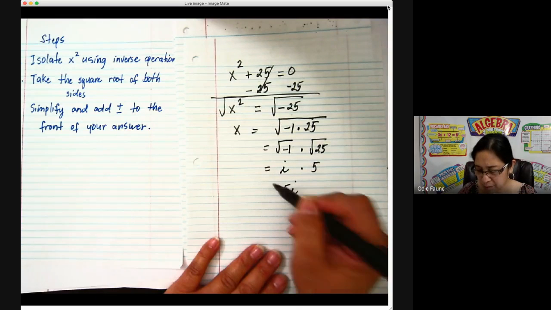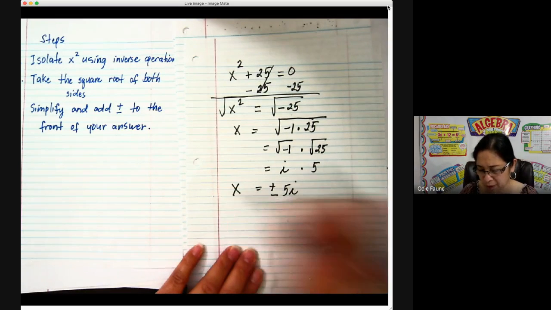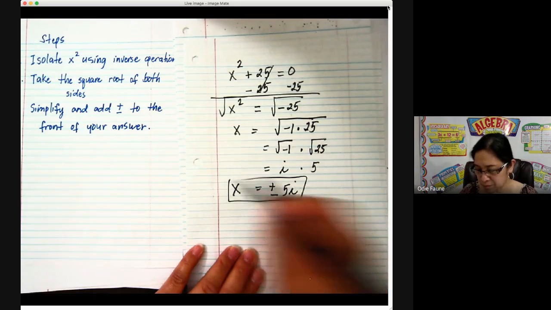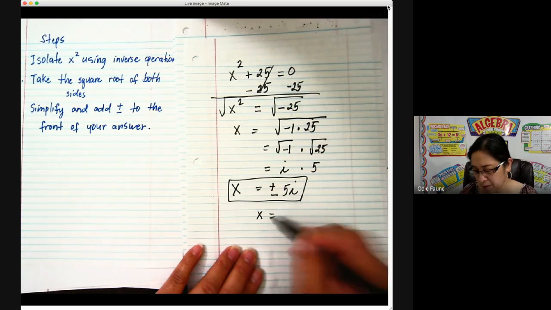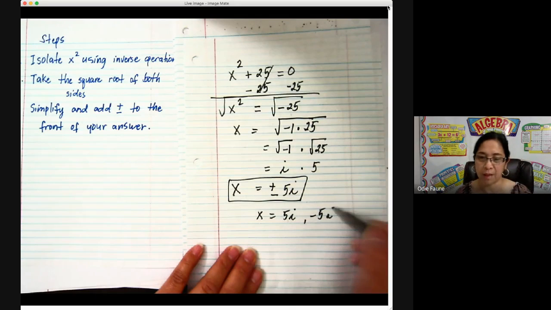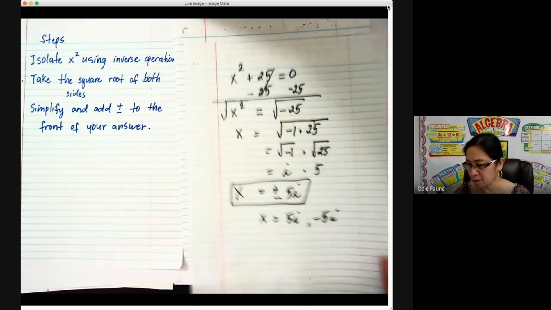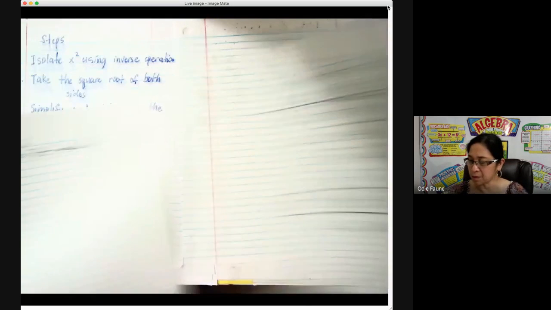And then we put the plus and the minus sign in front. Here is our x. What are the two values of x? One is 5i, the other one is negative 5i. That is the meaning of that. Okay? And then, last example.